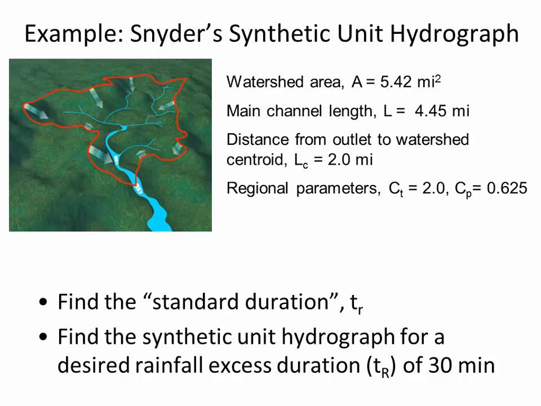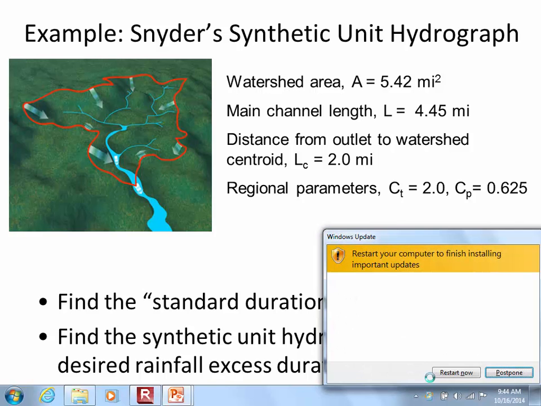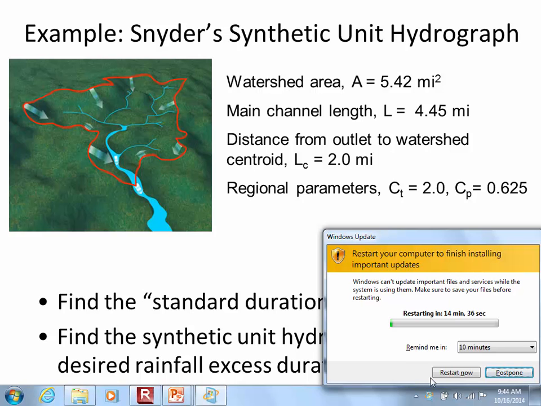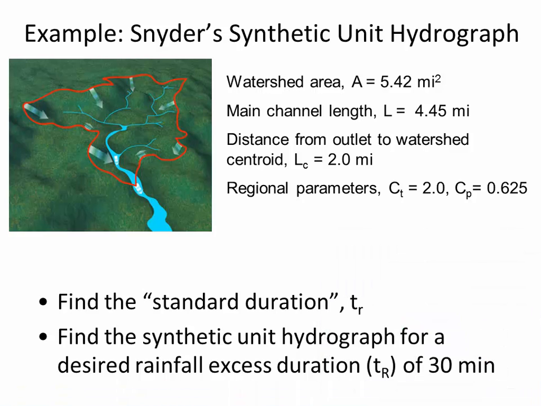Okay, so for the desired storm duration of half an hour, then we can find the T sub PR. The T sub P that we've just calculated is 3.853 hours plus 0.25 times T sub R, which is a half hour, minus 0.70 hours. And that is going to give us a T sub PR of 3.803 hours.